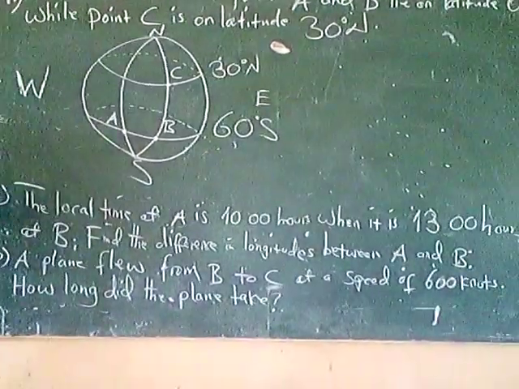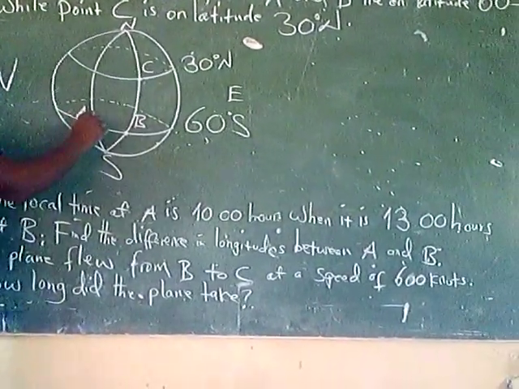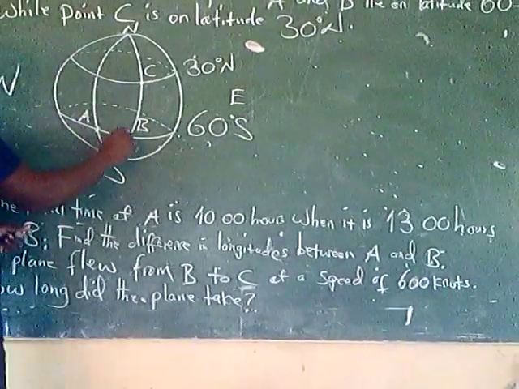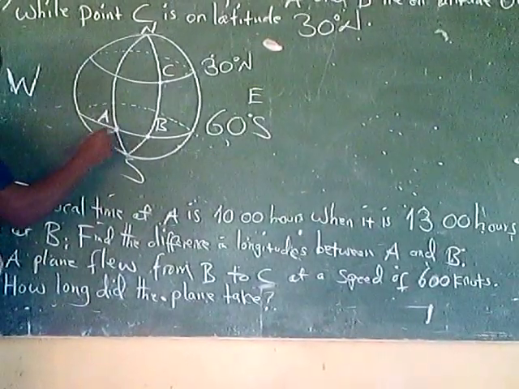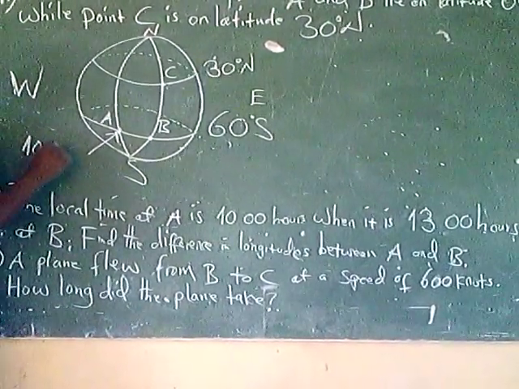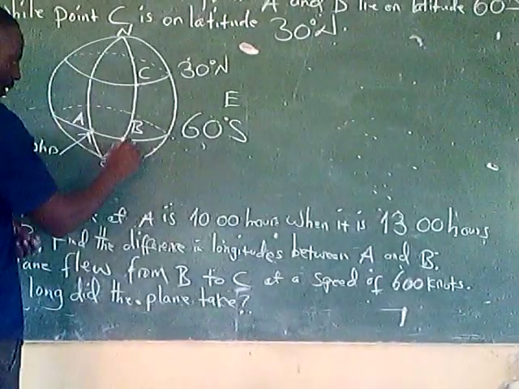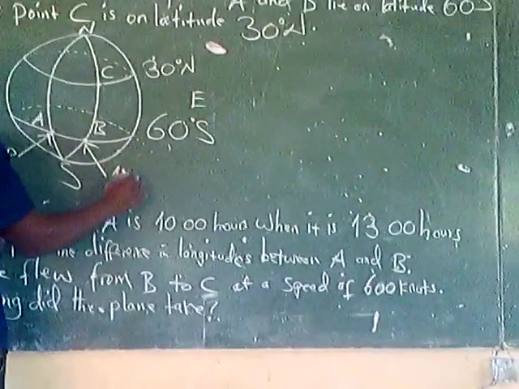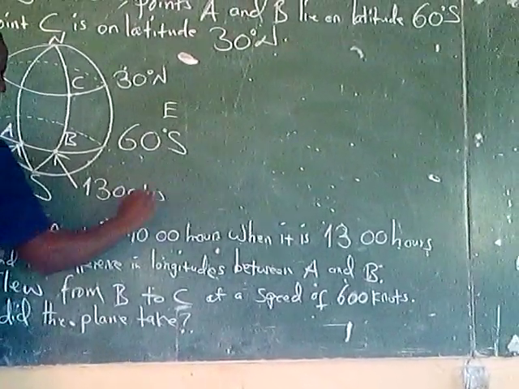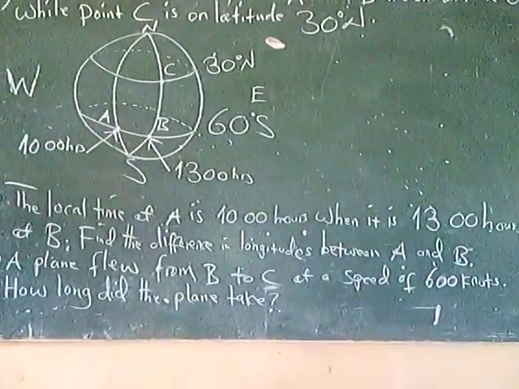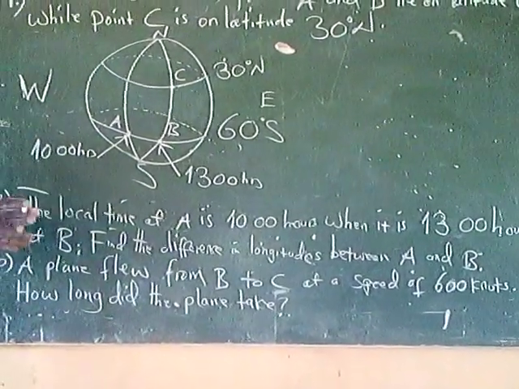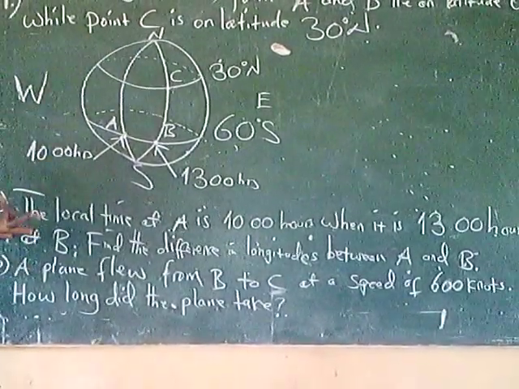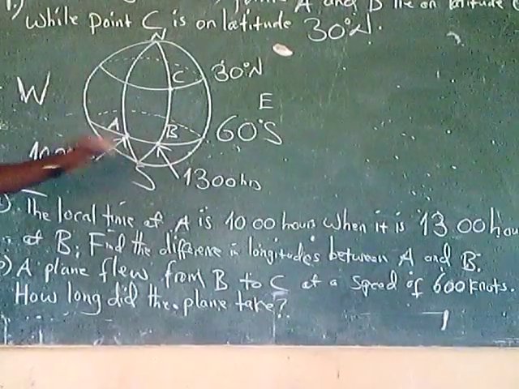The local time at A is 10 hours when it is 13 hours at B. So at point A, the time is 10 hours. At point or town B, it's 13 hours. Now, how do you go about computing time? I want you to listen very carefully. Time is measured along great circles. That's one thing that you should understand.